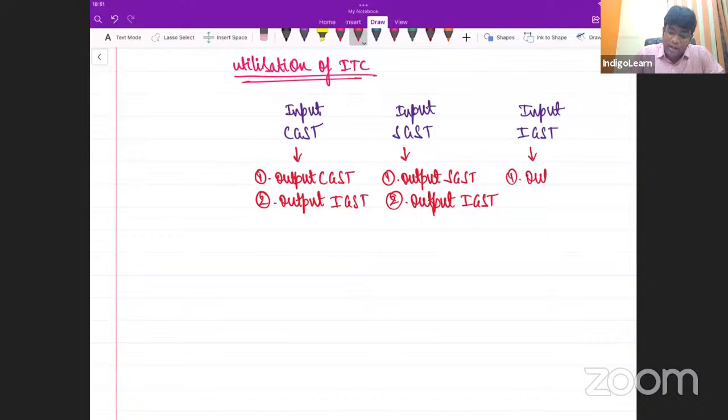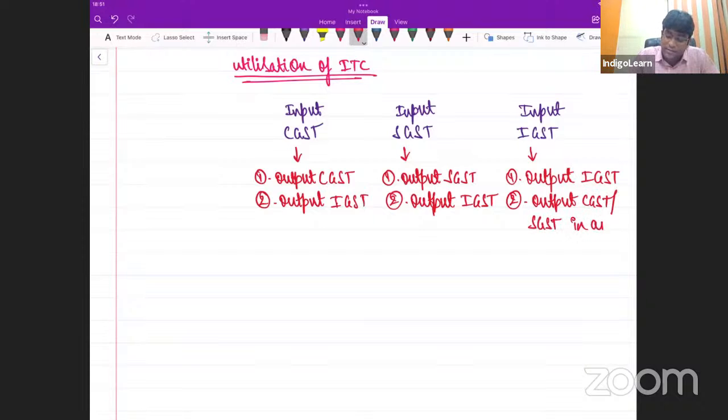Then input IGST: first use it for output IGST. I repeat, input IGST, first use it for output IGST. Then second, we can use it for output CGST or SGST in any order or any manner. This is an interesting line. So please get clarity, my dear friends. Very, very important. Please understand this concept very clearly.